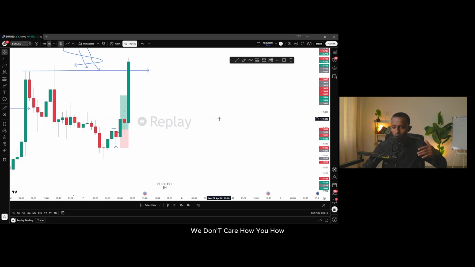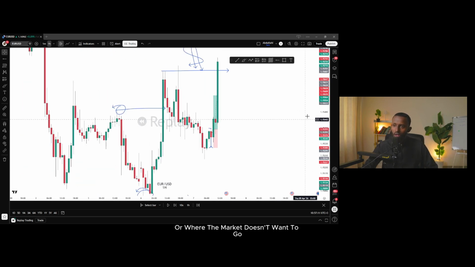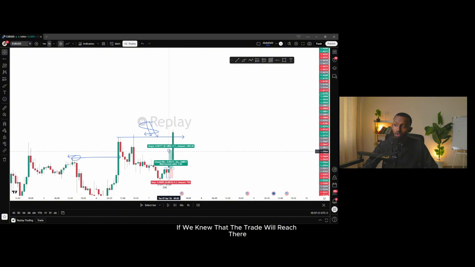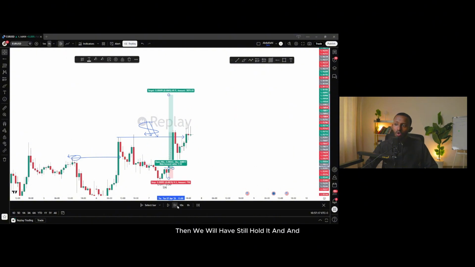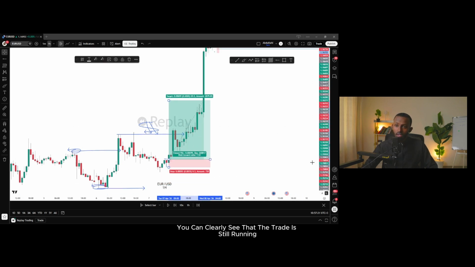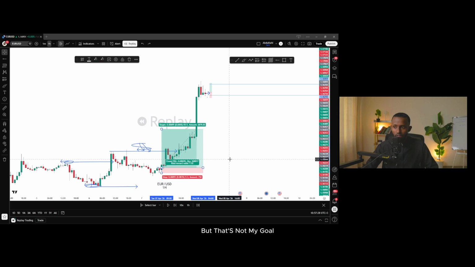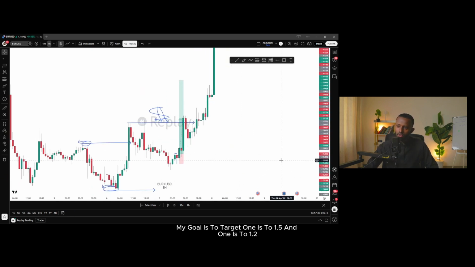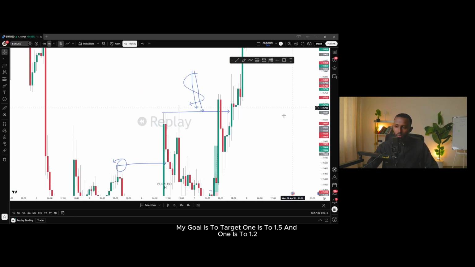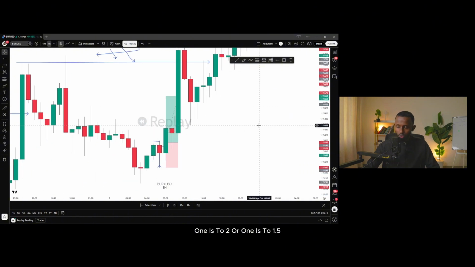We don't care where the market wants to go or doesn't want to go, because if we knew that the trade will reach there, then we will still hold it. And I hope you can clearly see that the trade is still running. It even reached 15 RR, but that's not my goal. My goal is to target 1:1.5, 1:2.